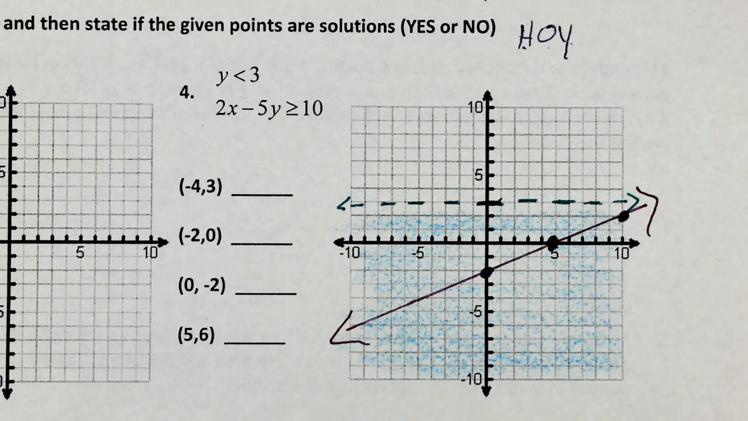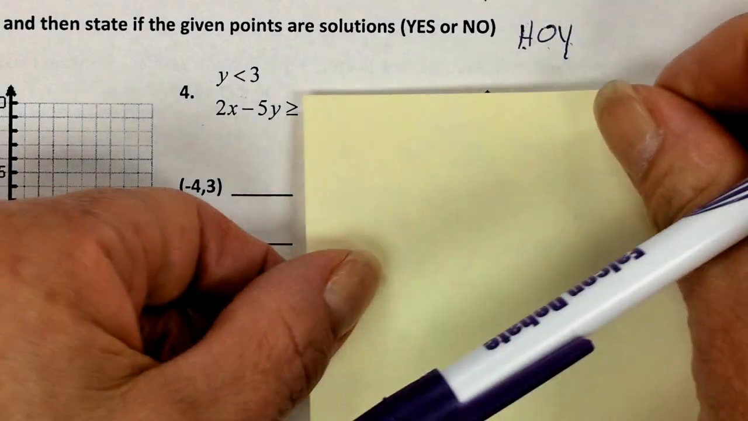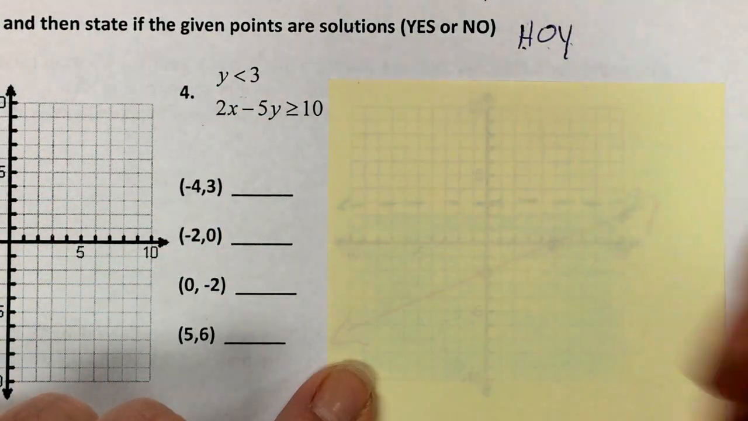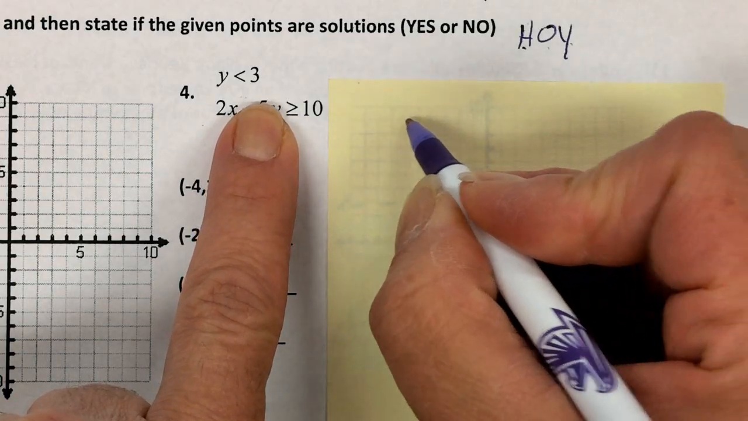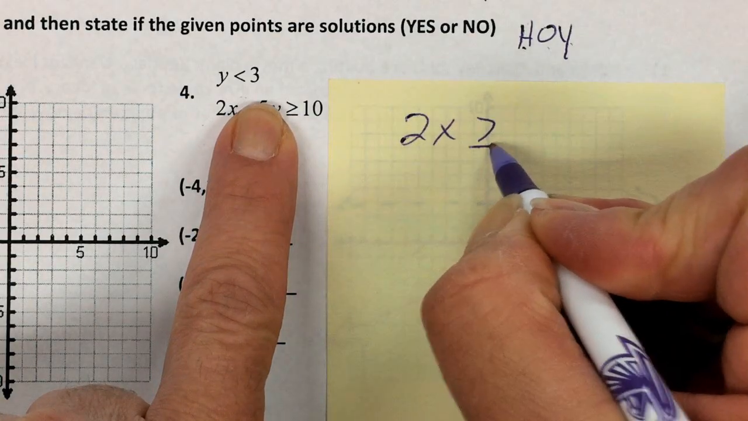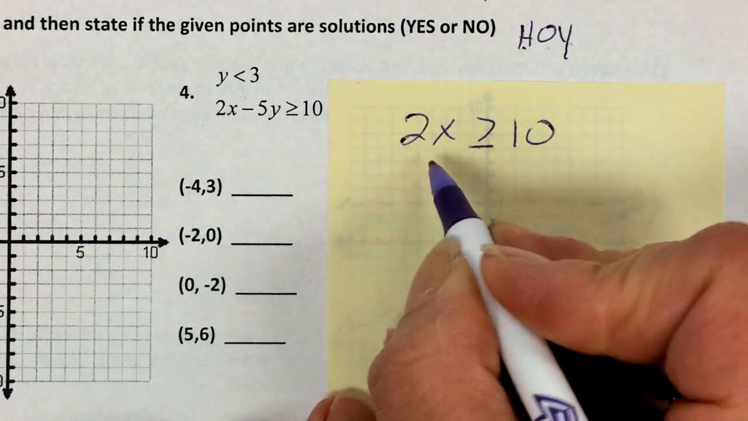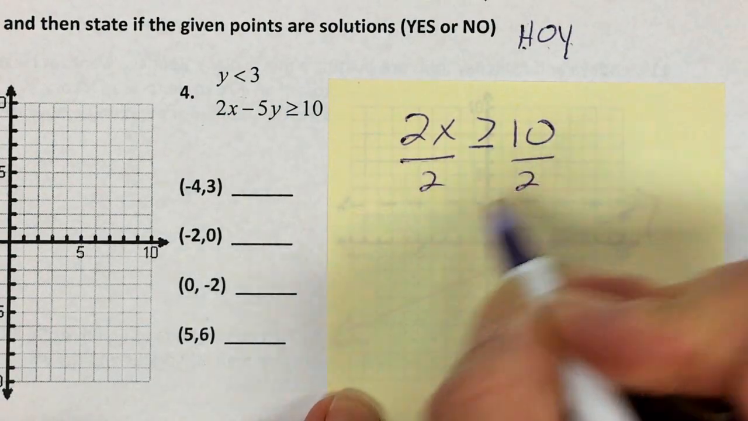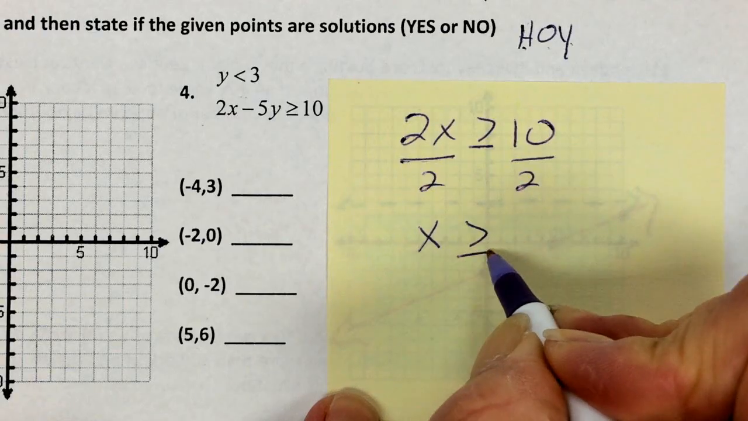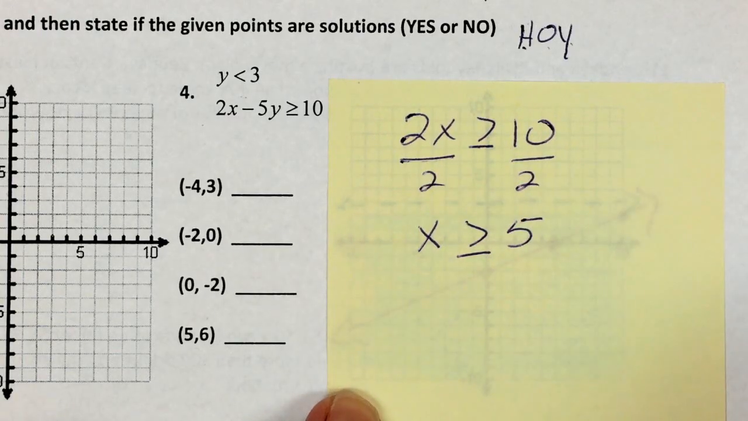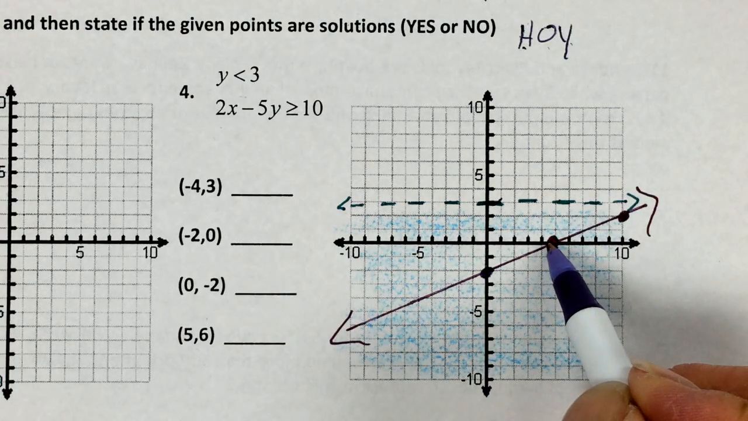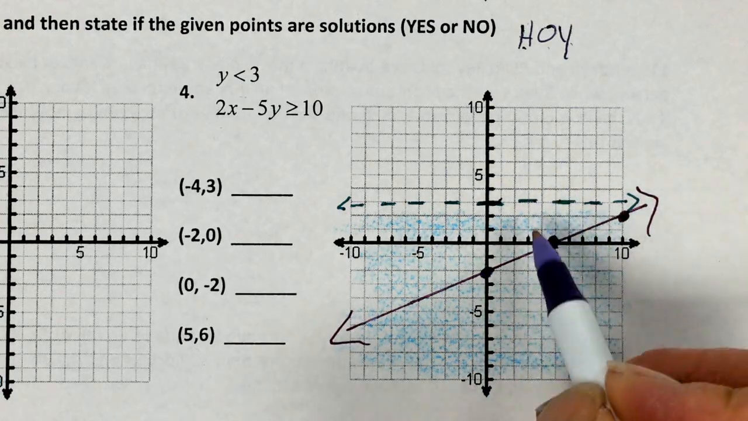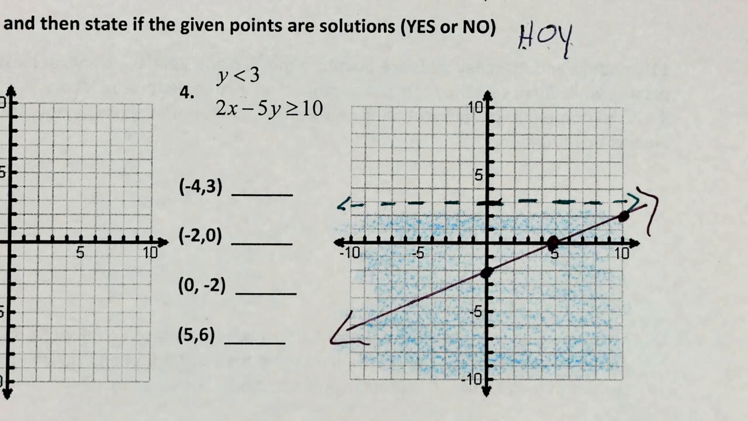We can also use the cover-up method to find the x and y intercepts. If I cover up that 5y, I'm going to have 2x is bigger than or equal to 10. Dividing both sides by 2 says my x is going to be greater than or equal to 5. Right? So I should have that intercept right here at 5, and I'm going to be shading up there.